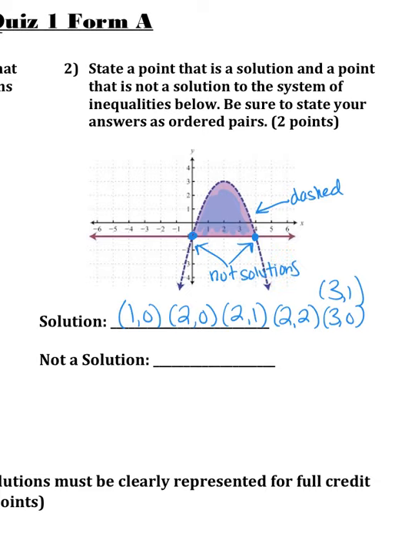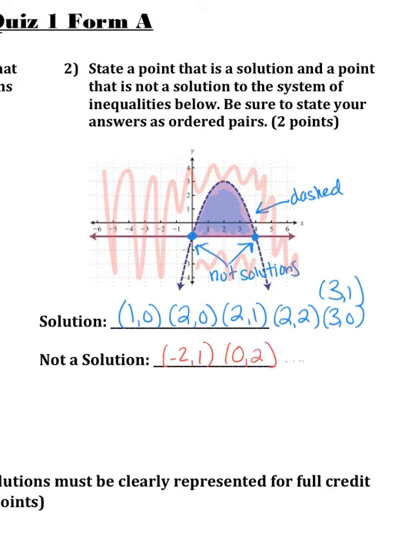So anything that's not a solution is in any area where the shadings don't overlap. So I would have put anything in any of this region. So an example could have been -2, 1, 0, 2. And again, there's an infinite number of possibilities, but anything where the shaded region is not.